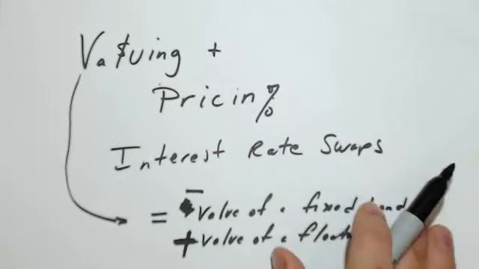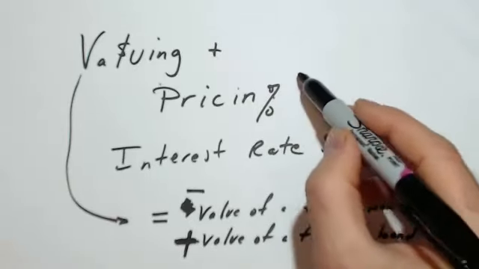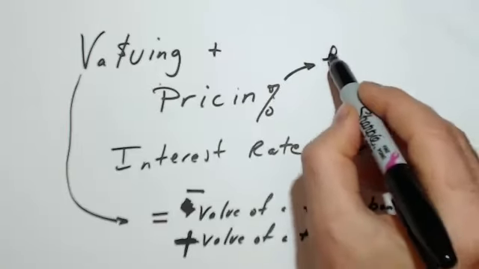And then the last half of this video will be about pricing swaps, where you determine the swap's fixed rate, K.